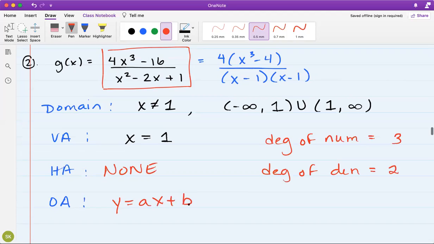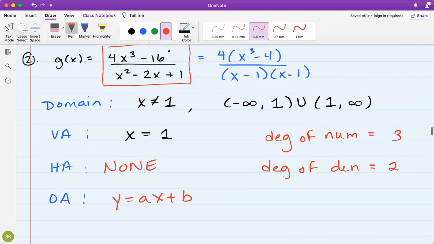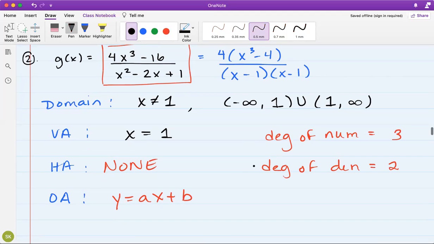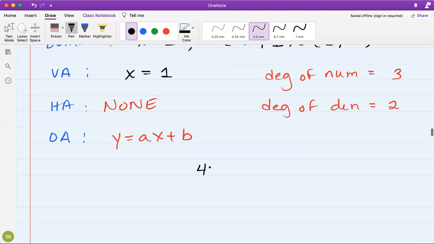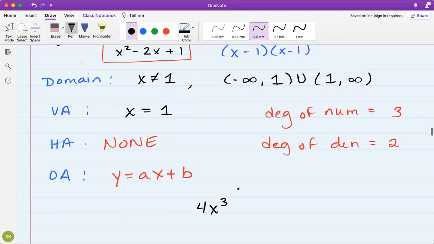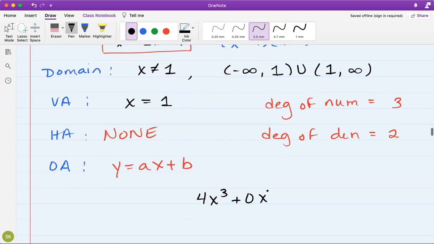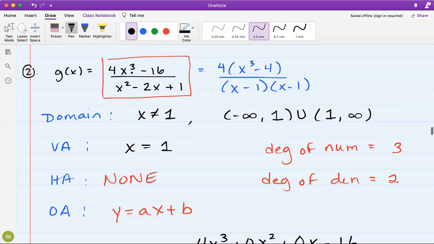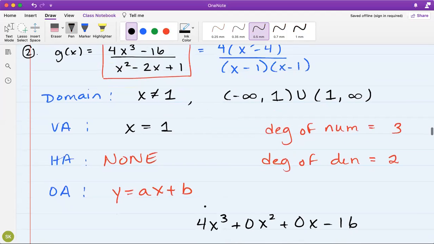Now to find the a and the b, we have to divide this 4x cubed minus 16 by x squared minus 2x plus 1. So let's do that. I'm going to move this down here. I'm also going to expand this. Instead of writing 4x cubed minus 16, I'm actually going to put plus 0x squared plus 0x minus 16, because that's going to save us a lot of trouble and a lot of grief when we do this division. Now I'm going to put the denominator here.